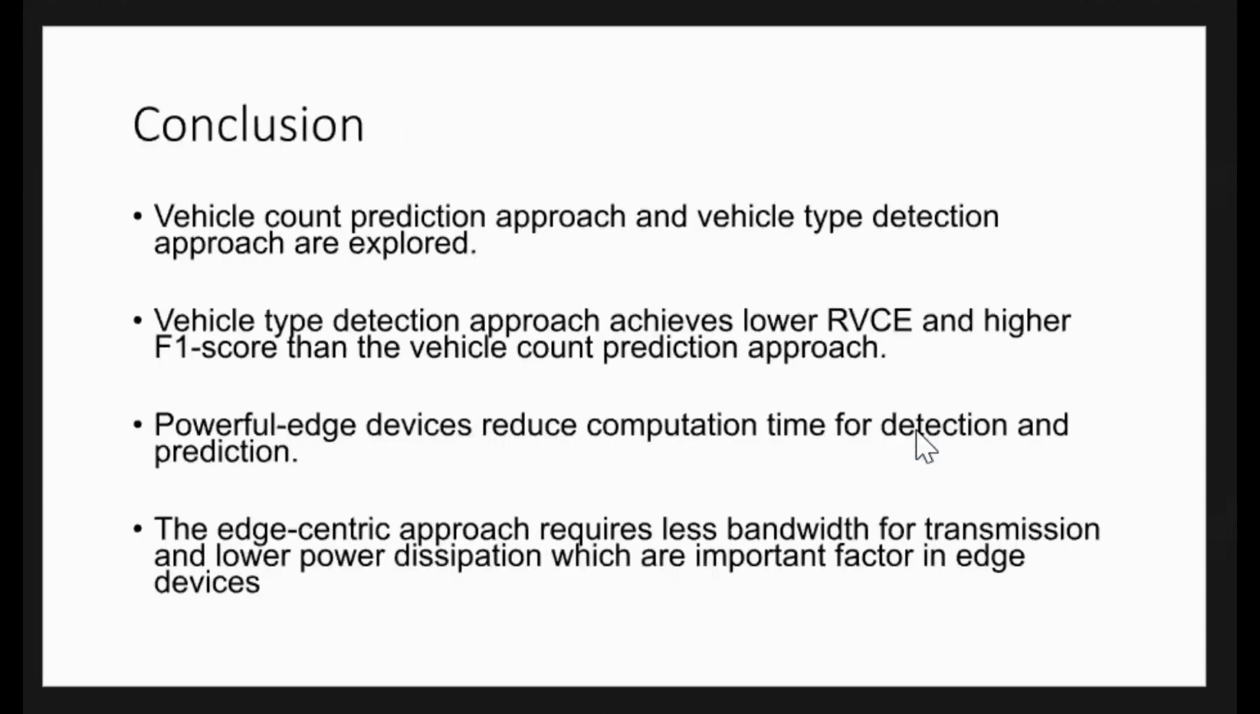In conclusion, in this research, we tried to detect traffic intensity based on audio data. We explored two methods, and our second method was able to achieve lower error rates and a higher F1 score. By putting more computing power at the edge, we can reduce the detection time as well. And by doing the detection at the edge, we can reduce privacy issues as well as the power requirements, which is important for edge devices because transmitting data can consume lots of power.